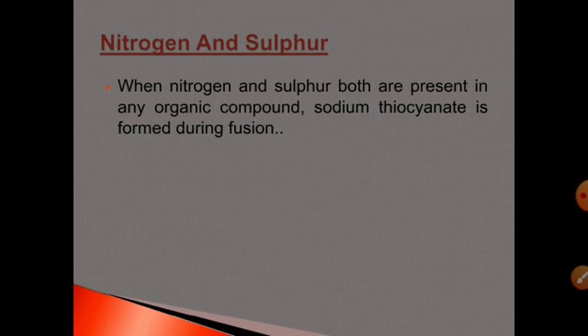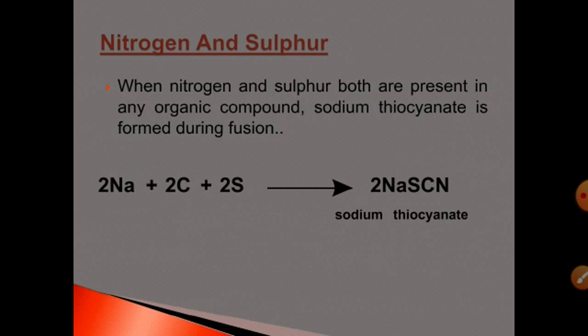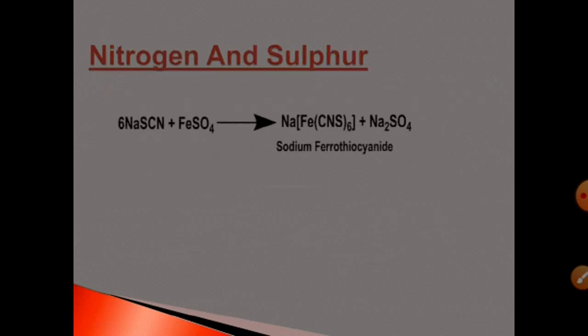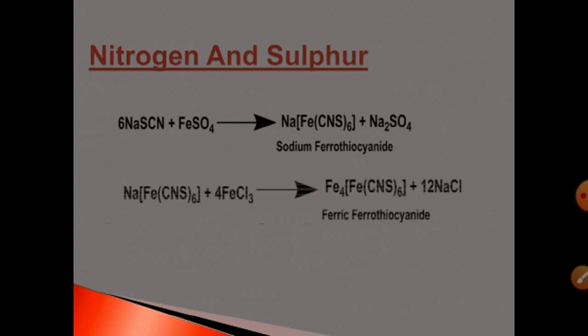Dear students, when nitrogen and sulfur are both present in an organic compound, sodium thiocyanate is formed during the fusion reaction. This sodium thiocyanate, when it reacts with ferrous sulfate, is converted into sodium ferrothiocyanide. This sodium ferrothiocyanide reacts with ferric chloride and is converted into ferric ferrothiocyanide, which is blood red in color.